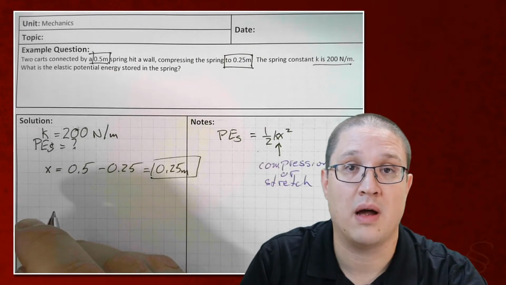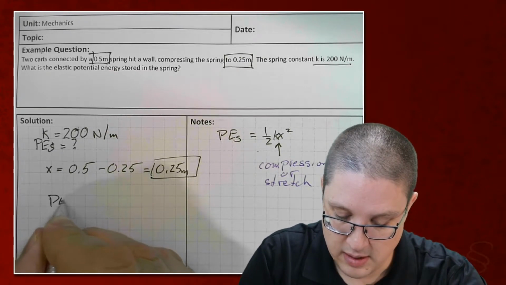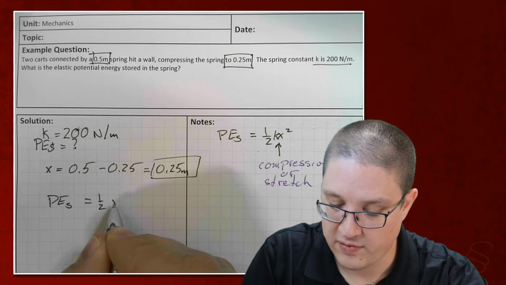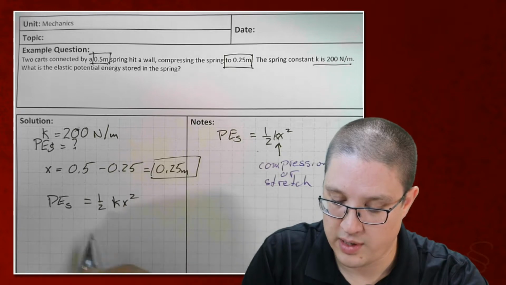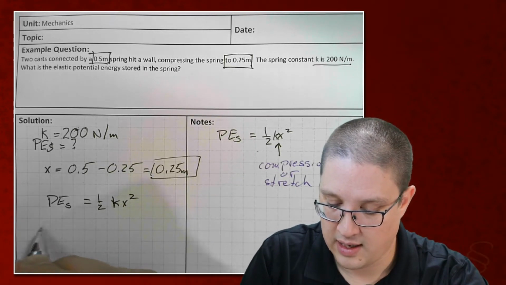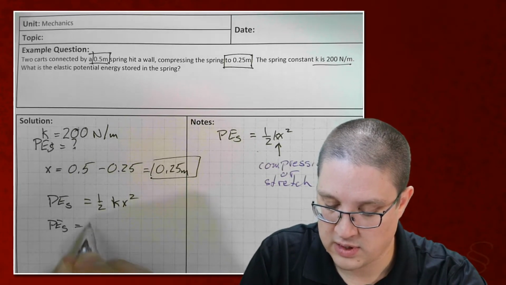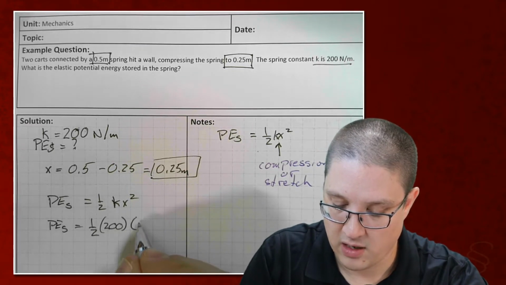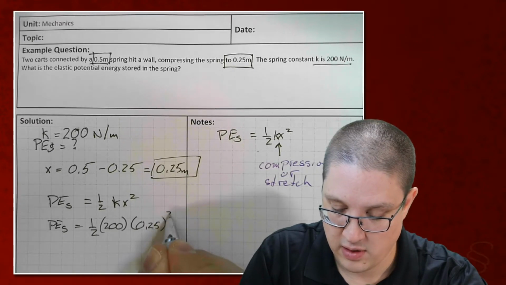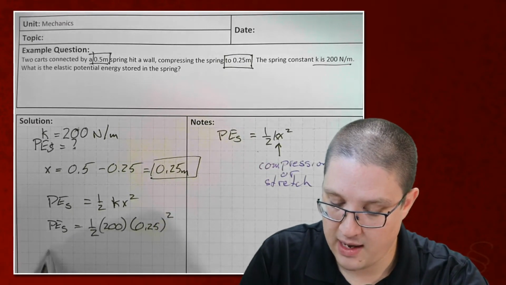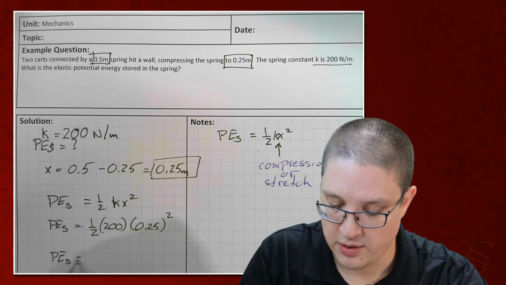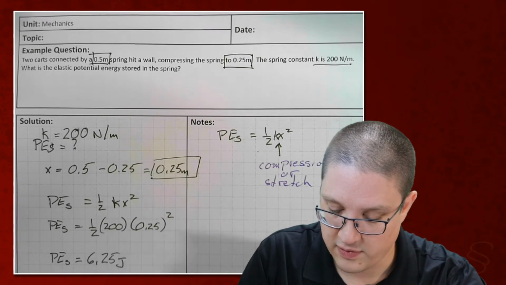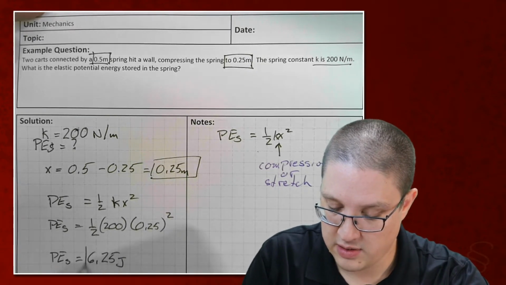Now, all it asks for is my potential energy stored in the spring. My potential energy stored in the spring is 1/2 kx squared. And that works out to 1/2 times 200 times 0.25 squared. And when you work that out, your potential energy stored in the spring works out to 6.25 joules. So there's my final answer.